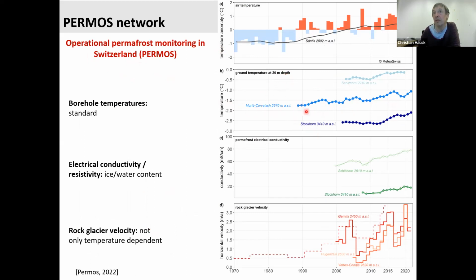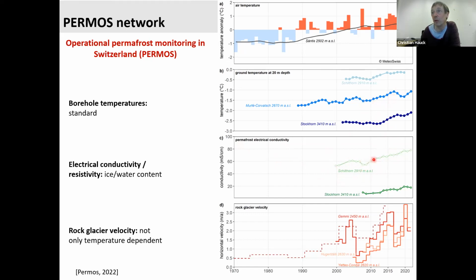It's between minus 0.5 and minus 2.5, but with an increasing trend. But we see also the same trend in this permafrost electrical conductivity. Now it's not resistivity, it's conductivity, because it is easier to compare the curves. And we see that the signal is quite similar, but not identical to temperature.